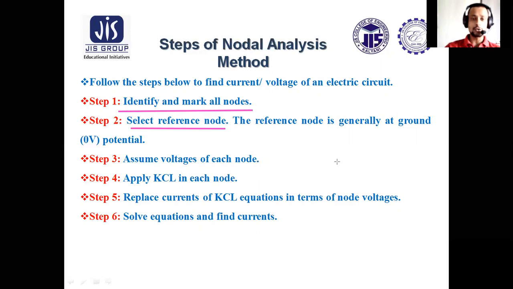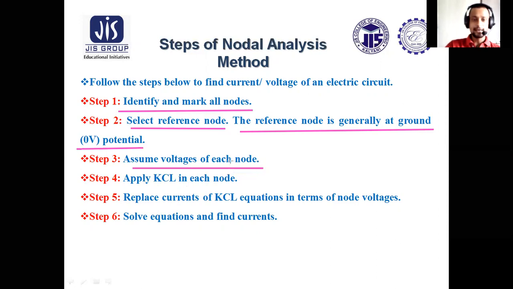That reference node should generally be at ground potential or zero potential. With the help of an example, it will be clearer to you. So we have to choose a reference node. That reference node should be at ground potential, and all the node voltages should be measured in terms of that ground potential. Okay.